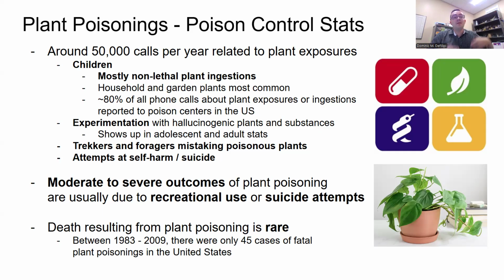And unfortunately, one of the other statistics that we do have to talk about are attempts at self-harm and suicide. These are often with an intentional ingestion of a large amount of plant material. And we do get calls to poison control regarding how to best treat attempts at taking one's life. The majority of moderate to severe outcomes of plant poisonings are usually due to recreational use or suicide attempts. However, the good news is death resulting from plant poisoning is exceedingly rare in the United States.